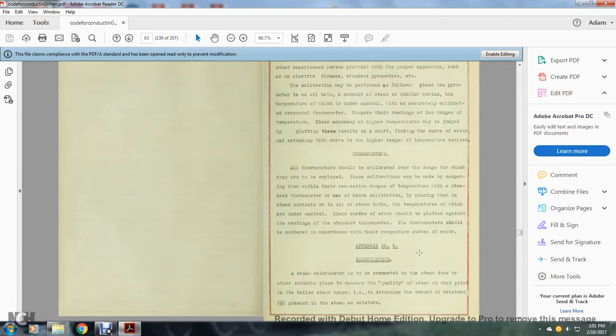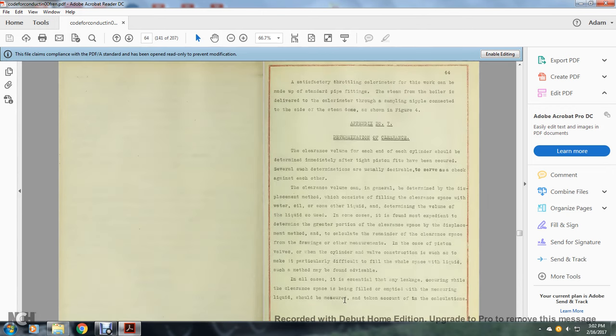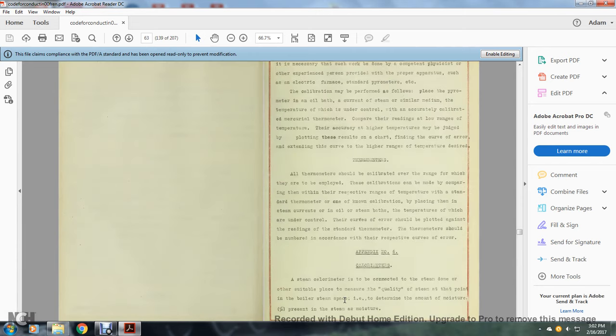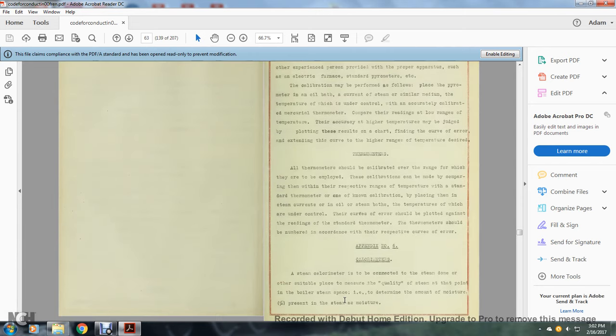Appendix number 6, calorimeters. A steam calorimeter is connected with the steam dome and in other suitable places to measure the quality of the steam at that point, in the boiler steam space, that is, to determine the percentage of moisture present in the steam as moisture.